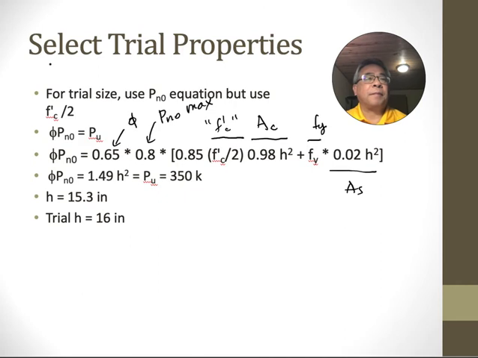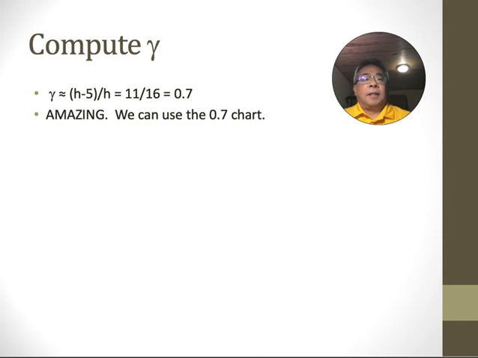Okay, so we're going to do 16 minus 5, which is 11 inches between the steel, because it's 2.5 from each side. So it's 11 inches between the centers of the steel on both sides, divided by 16, which is 0.7. That's amazing. We can use the 0.7 chart.